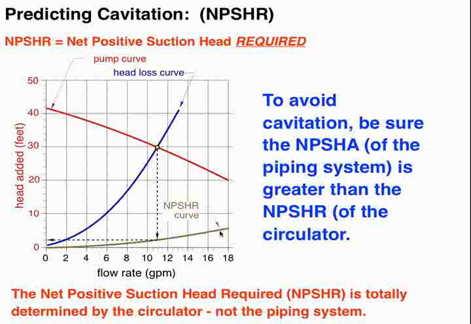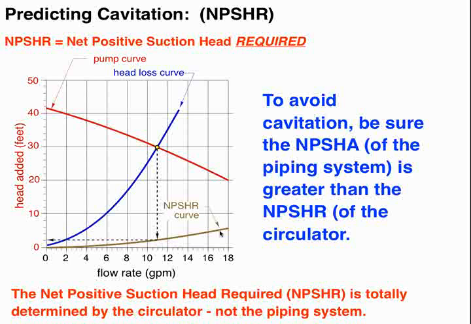This is the minimum value of the net positive suction head that you have to provide in your piping circuit in order for this circulator to avoid cavitation. In other words, if the net positive suction head available that we just calculated for the piping circuit is greater than the net positive suction head required by the circulator, then you're in good shape. You're not going to have cavitation. But vice versa, if the net positive suction head required by the circulator is greater than the net positive suction head that you're making available in the piping circuit, instant cavitation.